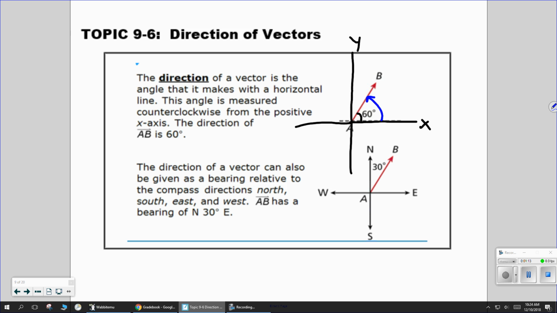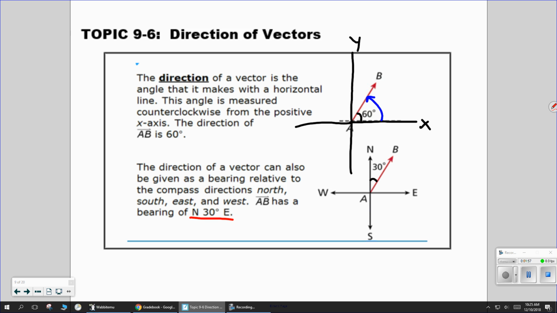And you can also measure the direction of a vector as a bearing relative to the compass directions north, south, east, and west. The problems that we're going to be doing will mainly be giving us directions from the north. So for this vector AB, you can see that we're measuring this angle from the north. So this vector is 30 degrees east of north. And that's how you write it. You don't write northeast. You say that the vector is 30 degrees east of north. We write it with the N in the front and the E behind.